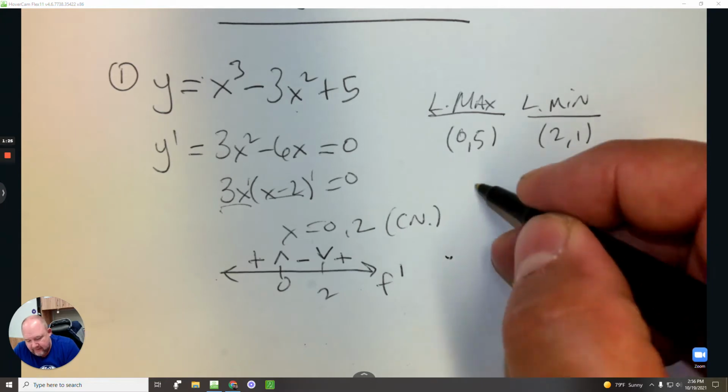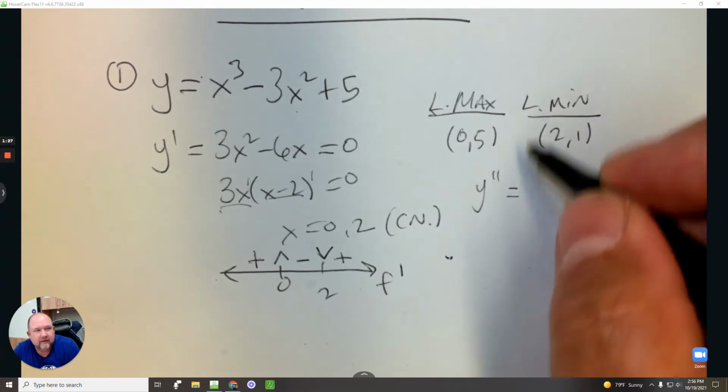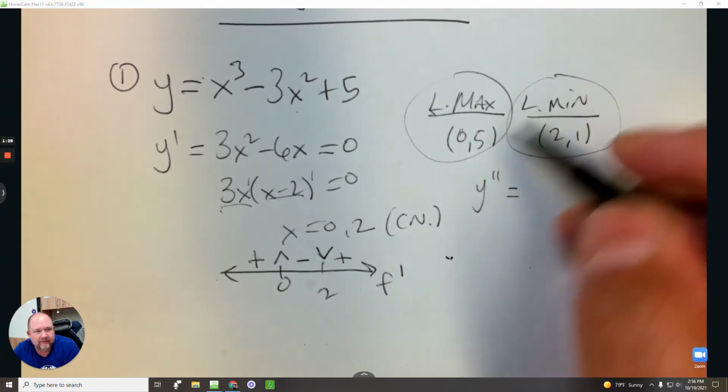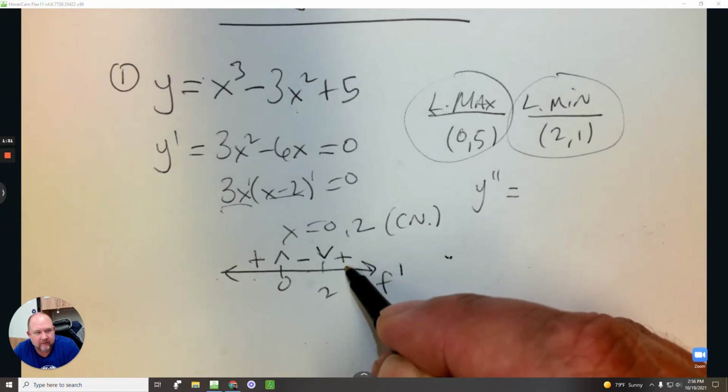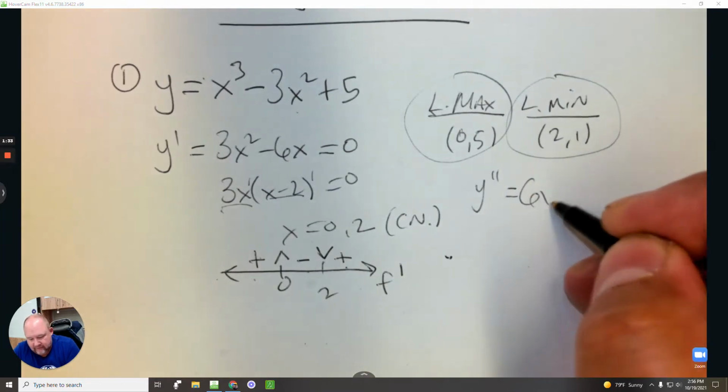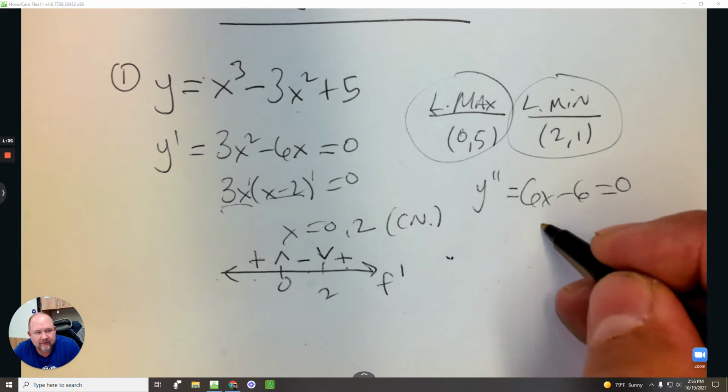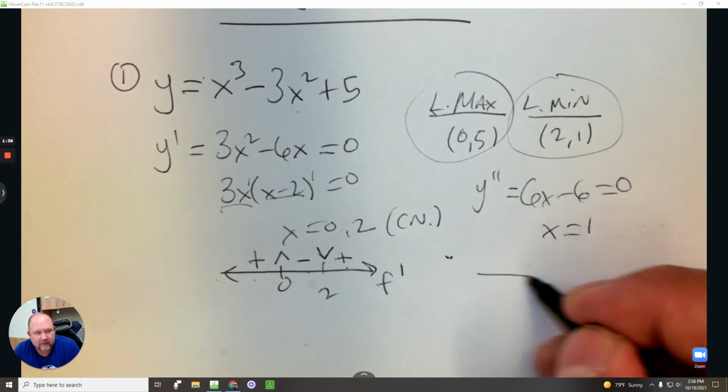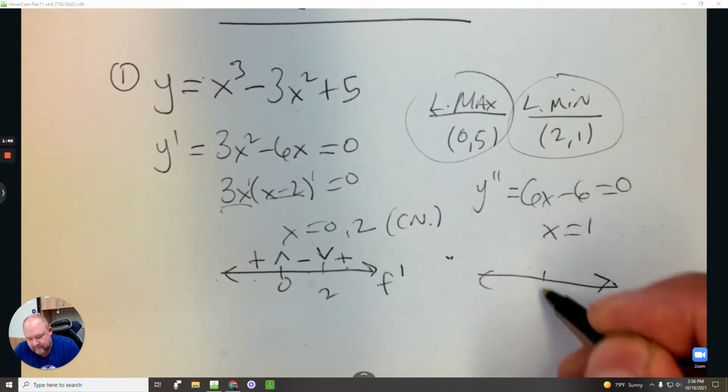Next, I'm going to do the second derivative. So these are points on my graph, and then increasing, decreasing, increasing. The second derivative is 6x minus 6. If I solve that, x is equal to positive 1. Draw a number line.